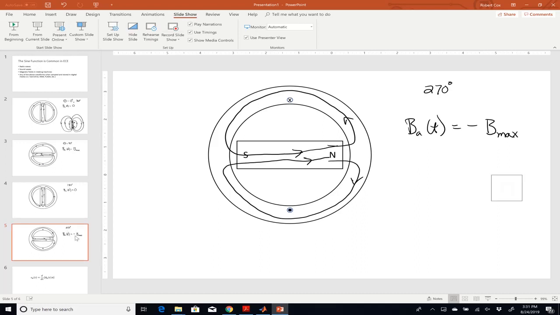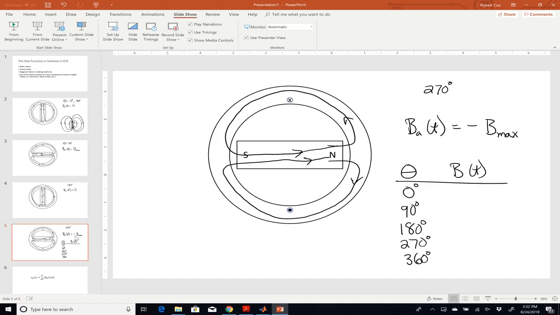So what I can see here is that if I look at my theta and I look at my B of t, and I do it for 0 degrees, 90 degrees, 180 degrees, 270 degrees, and also 360 degrees, I saw that at 0 degrees I had no field, at 90 degrees I had the max, at 180 I had 0, at 270 I had the max but going in the opposite direction than I had at 90, and at 360 I should be back to where I was at 0 degrees.